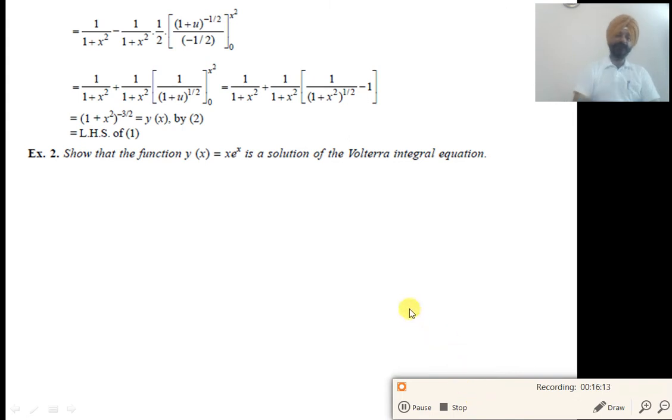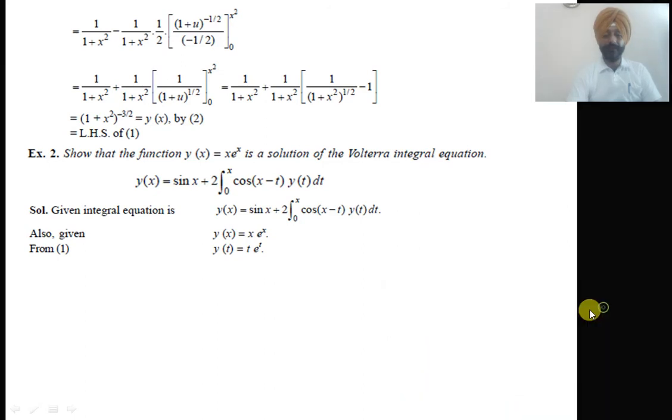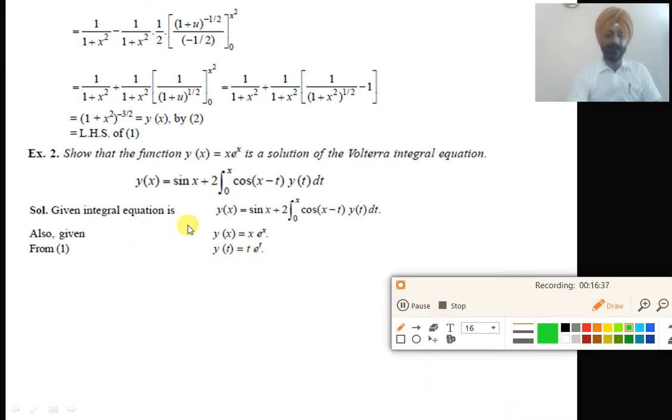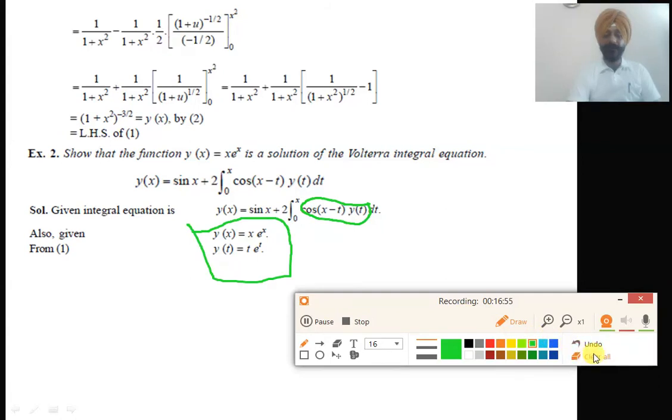Now, come again: show that the function y(x) is equal to x e raised to the power x is a solution of Volterra's integral equation. Now, this is again Volterra's integral equation, and here y(x) is given. So, this equation we want to solve, and first step is the same step, I repeat again and again: take y(x) is equal to x e raised to the power x as given, and y(t) is equal to t e raised to the power t. So, just replace here y(t) with t e raised to the power t into dt.